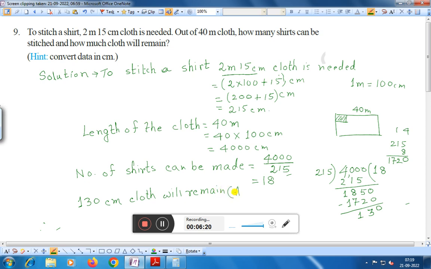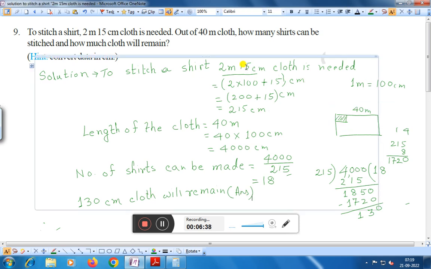This is the answer. Now we are repeating once again. What is the question? To stitch a shirt, 2 meter 15 centimeter cloth is needed. Out of 40 meter cloth, how many shirts can be stitched and how much cloth will remain? We have to change this 2 meter 15 centimeter into centimeter. We know that 1 meter equals 100 centimeter. Therefore 2 into 100 plus 15, that is 200 plus 15, 215 centimeter.